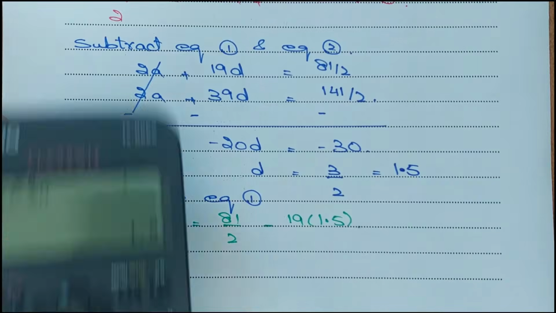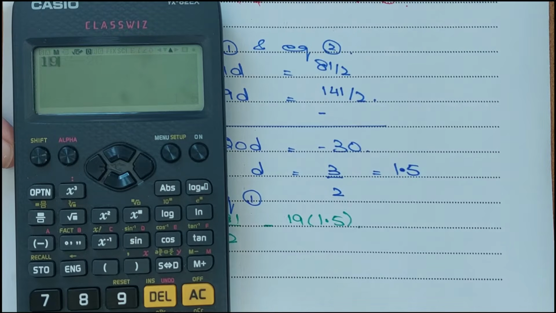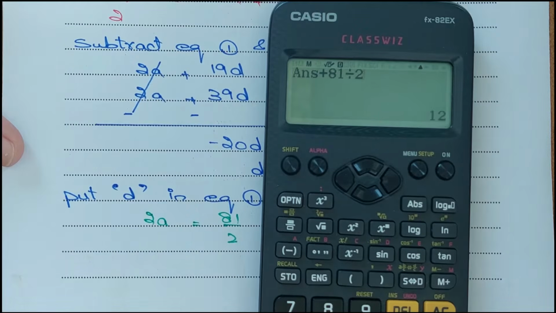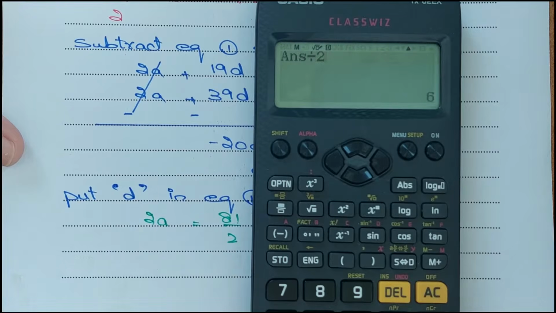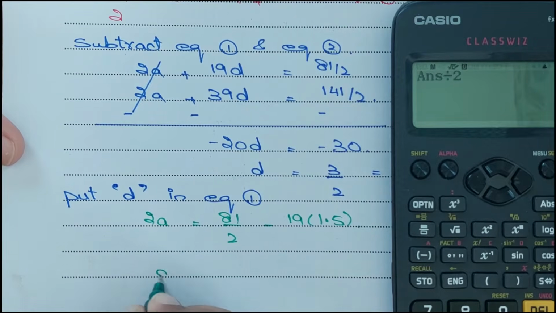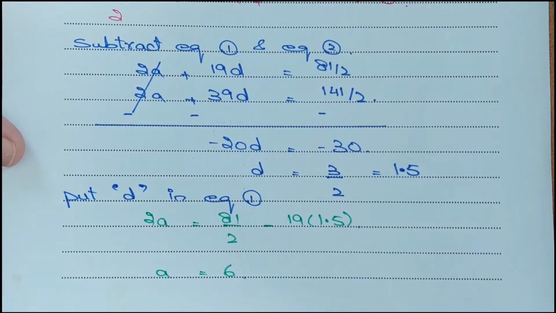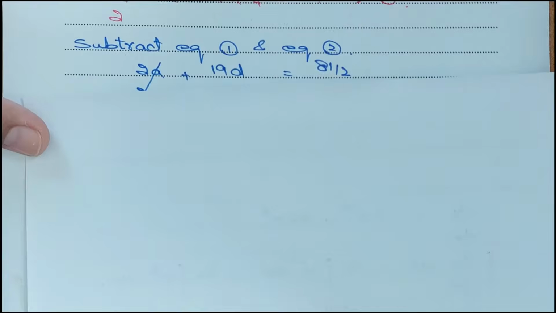Let me simplify this further. We have 19 times minus 1.5 and add 81 by 2, which is 12 divided by 2, so a value is 6. Now we have a and d. Just solve for the 60th term of the progression.